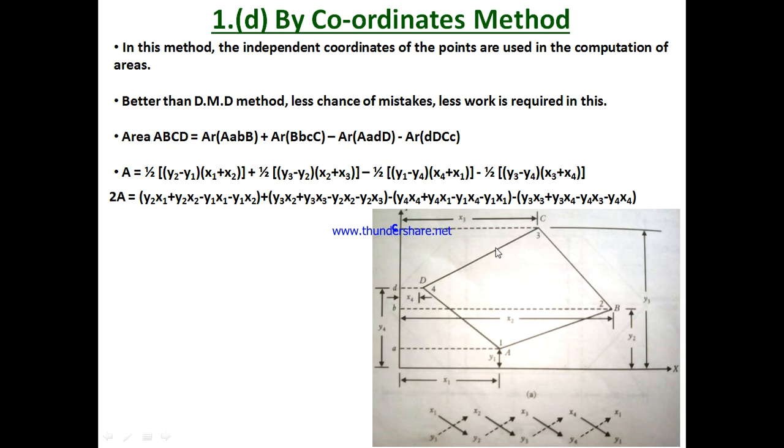Again, we need to deduct the area of this particular trapezium, DDAA. So the area of this trapezium will be half the sum of the parallel sides, which will be equal to x4 plus x1 into height, which is AD, and height AD will be equal to y4 minus y1. Okay, so you can see here this height, y4 minus y1.